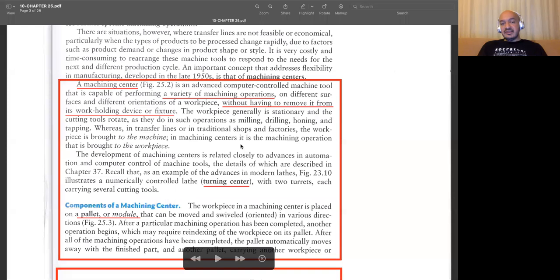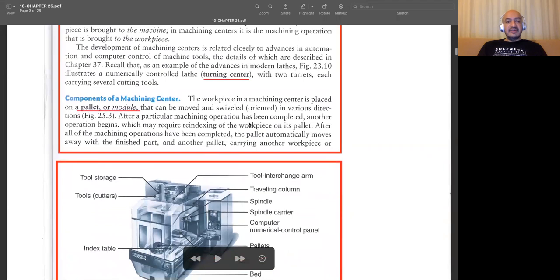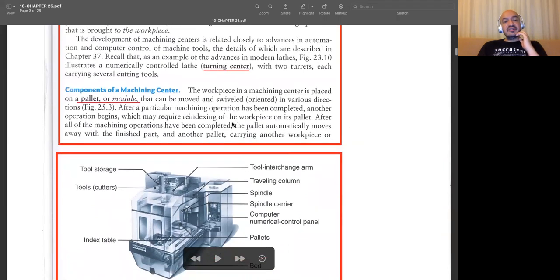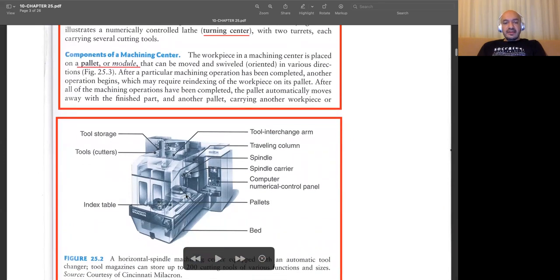In addition to milling centers, we also have some turning centers. Actually, the one we have in our machine shop may be called a turning center. Let's briefly have a look at some specific components of these machining centers. The first one is the pallet. You can see some examples of pallets here.